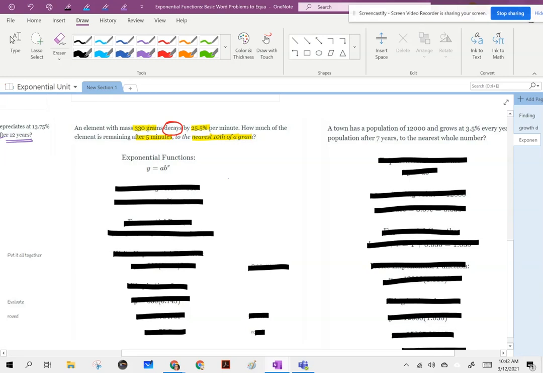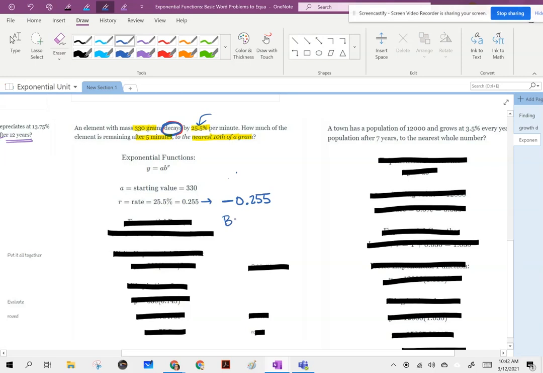Okay. All right, so let's take a look and see if we can identify our variables. So my A value is 330. I do not know my B. My B is not given. But I do know that my rate is 25.5%, which we need to clarify here because of the word decay, means that my rate is negative 0.255.